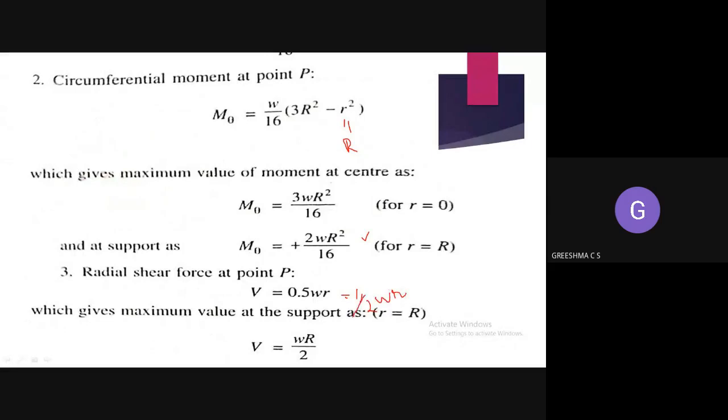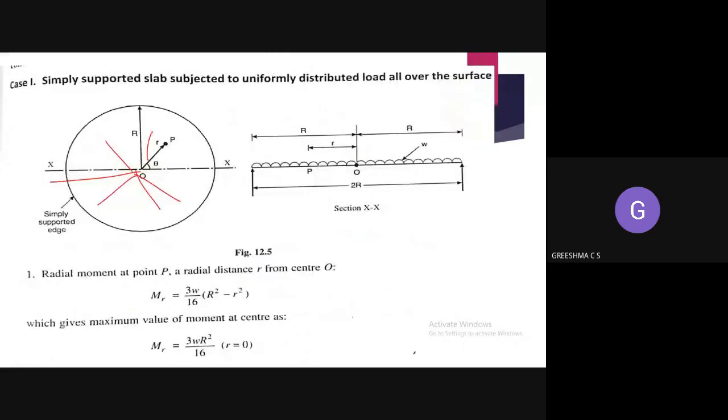So the radial shear force at any point, a regular point. If you take any point like this, suppose this is the point P, the radial shear force at this point is equal to 1 by 2 wR, or 0.5wR.